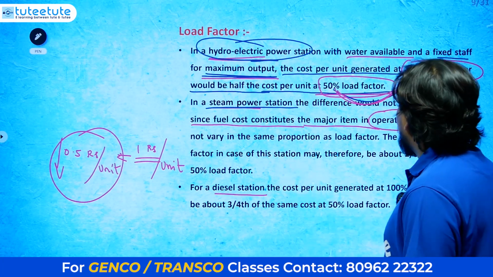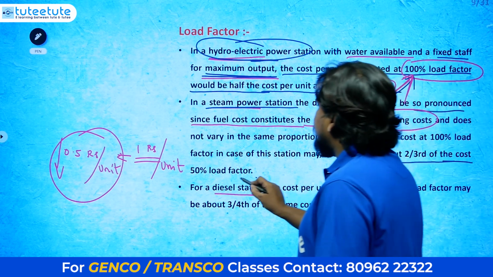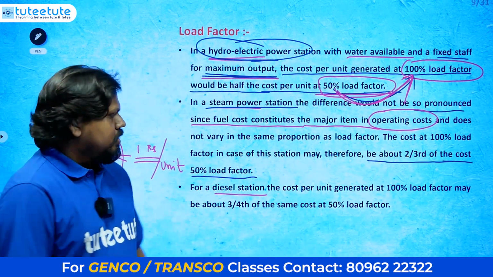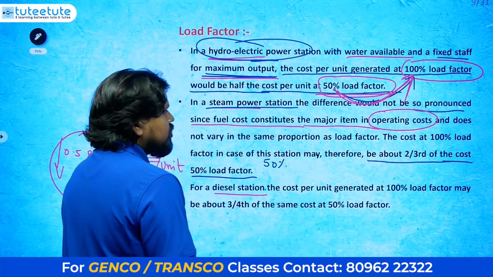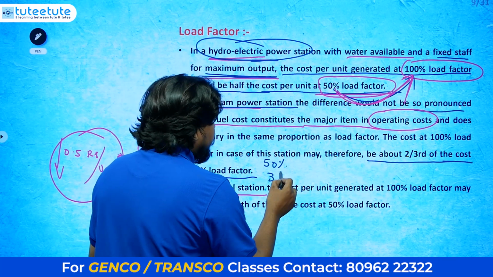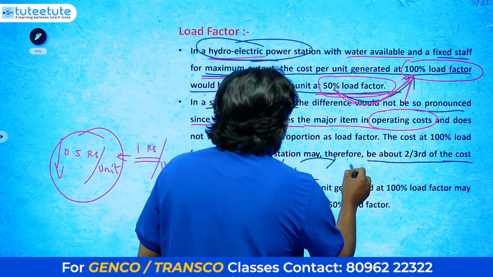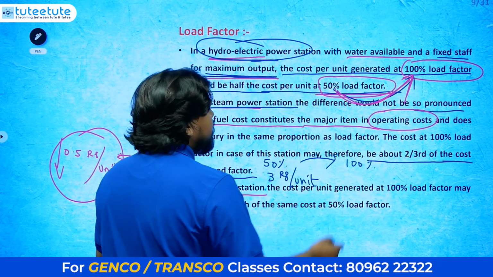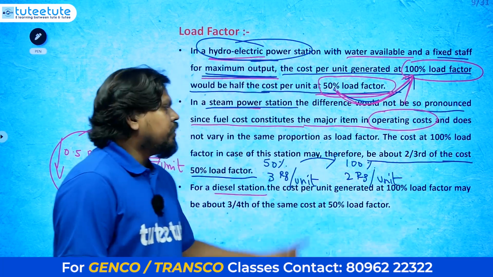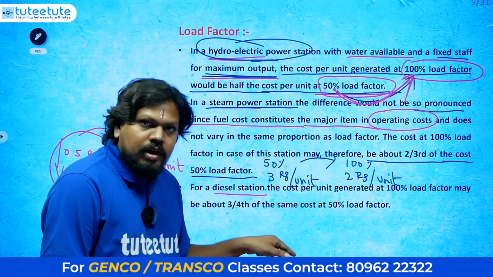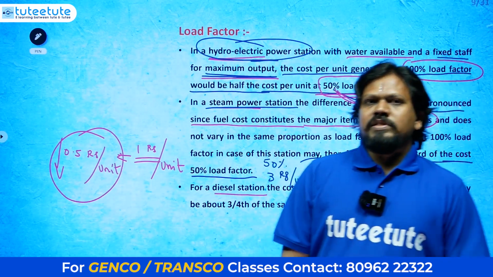So for example, here it would be about 2/3 of the cost at 50% load factor. What it means is, if you are operating this power plant at 50% load factor, it is 2/3, right, 3 rupees per unit, for example. If you increase the load factor to 100%, then it will be 2 rupees per unit. So if you increase the load factor, only 2/3 of the cost remains. That means we get only a little advantage if we operate at 100% load factor.